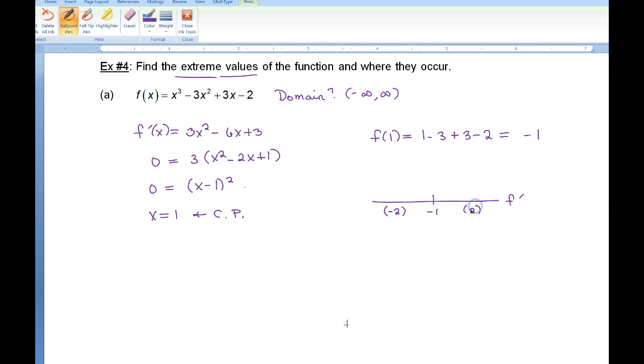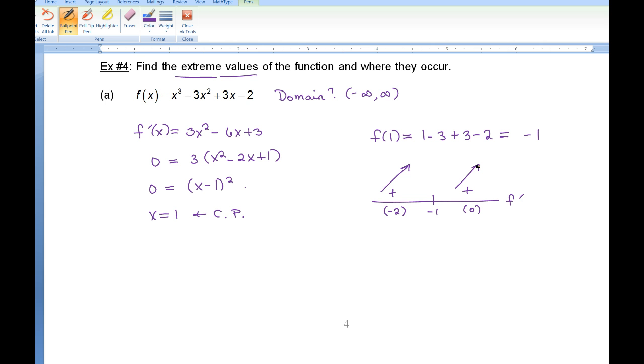We'll plug in 0 on the right. If I plug in -2, this one right here is probably easier. -2 minus 1 is -3 squared, so I get positive. And if I plug in 0, obviously I'm still going to get positive. So that means the derivative is always positive. That means the graph is going up and it continues to go up.